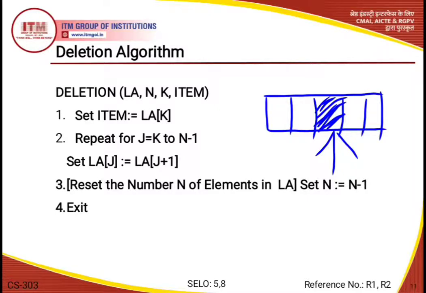Okay, and when we delete the item, then obviously the array size is now N minus 1. For this purpose we reset the number of elements N, indicated as set N equals N minus 1. It means if the array initially has 5 elements, then after deletion the value is N minus 1, that is 4 elements. Then we exit this algorithm.